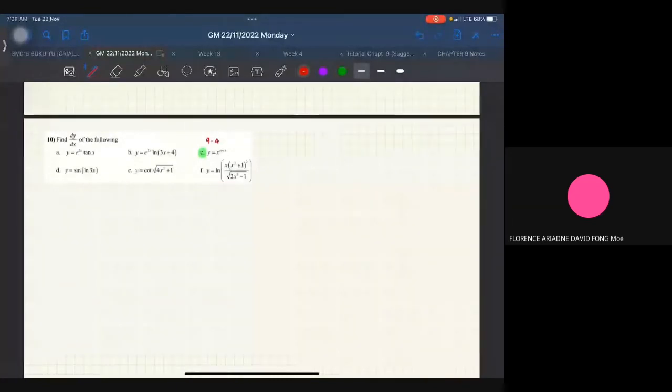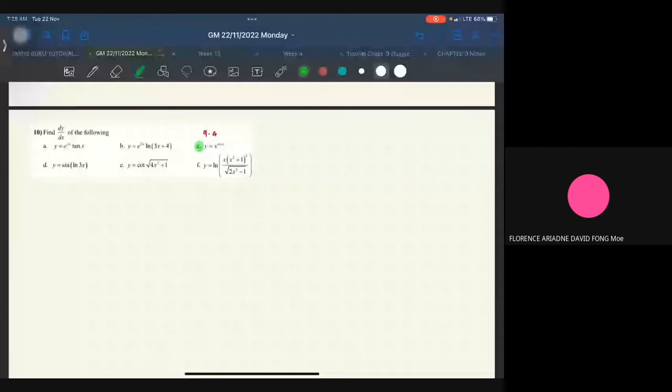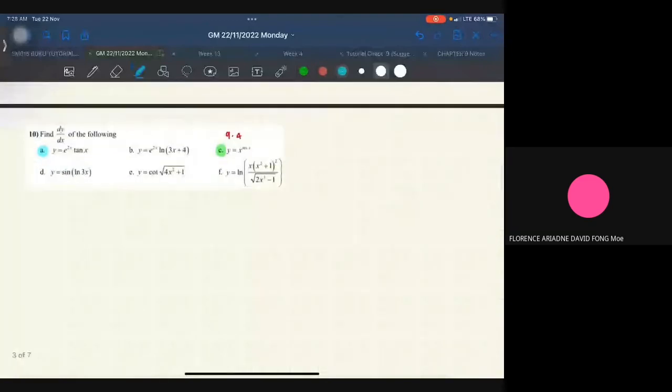Tak ada? 10A boleh Miss? 10A, boleh? Sebab saya tidak dapat 2 tan X. Okay, boleh. So kita tengok 10A. Okay, so soalan cakap dekat sini, find dy dx of the following. So you just need to find the first derivative saja. Okay, so bila kita tengok dekat kita punya soalan sekarang, so what rule are you gonna use? Apa rule yang awak kena guna?